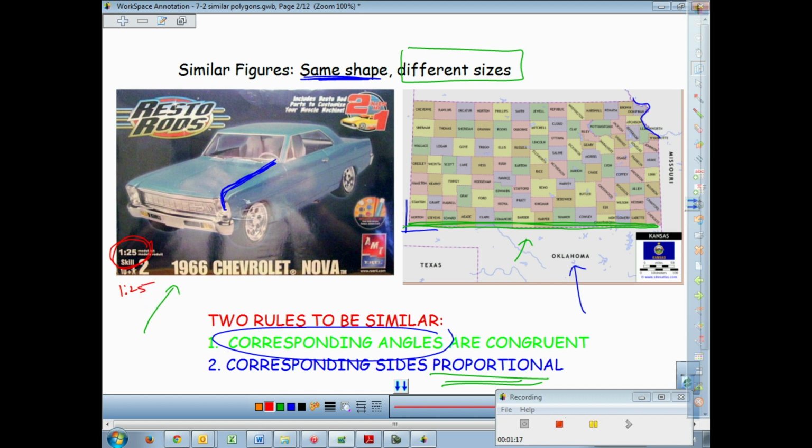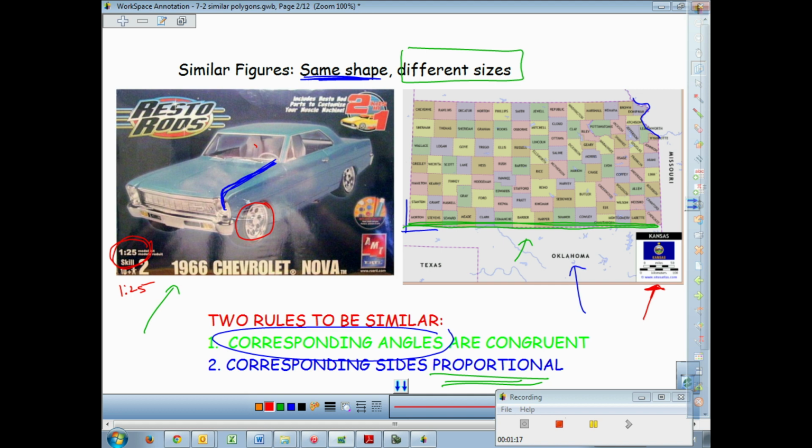What does that mean? How many times bigger is the real car compared to this model car if it's a 1 to 25 scale factor? It's 25 times larger. So this tire right here is 25 times smaller than the real-life tire. All the exact same measurements, but they just took a 25th of that. This windshield is 25 times smaller than that windshield. And obviously, on a map there's some sort of scale factor. They say 1 inch equals so many miles or something like that. There's a scale factor involved.